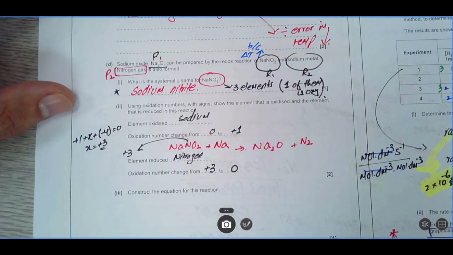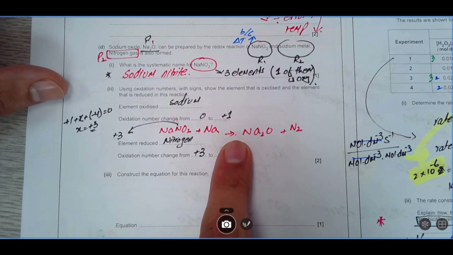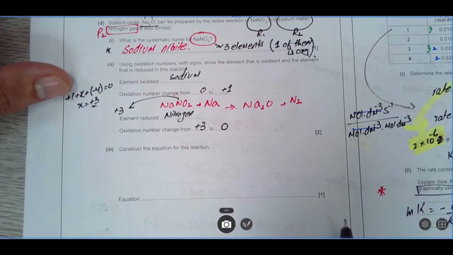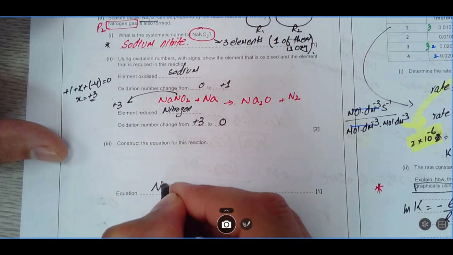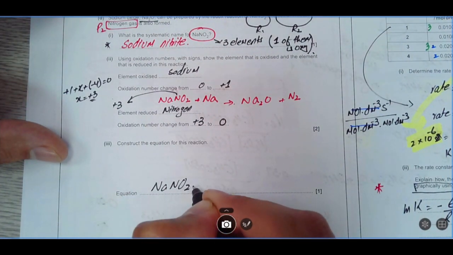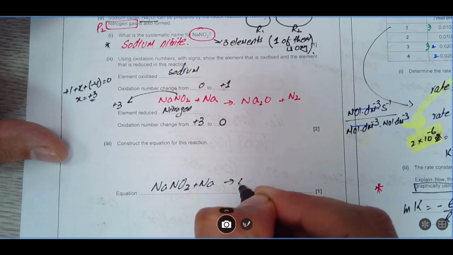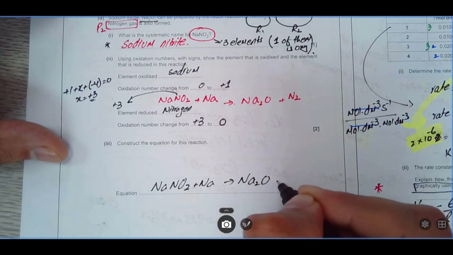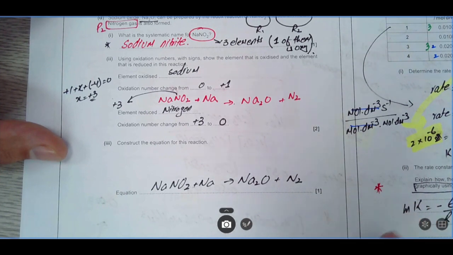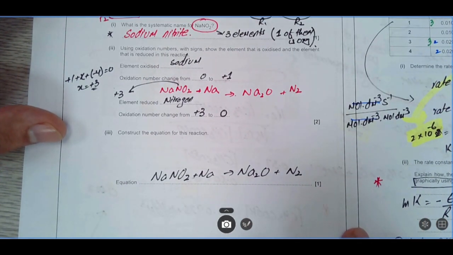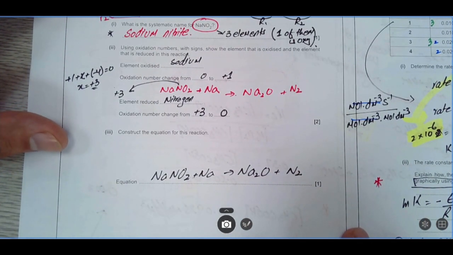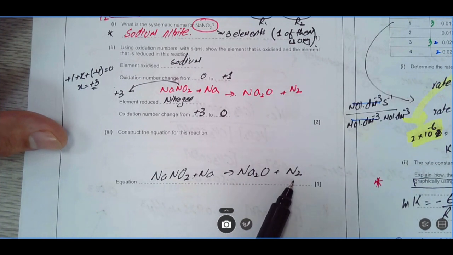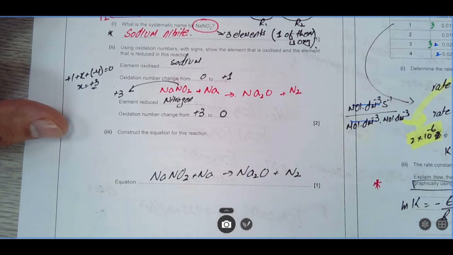Now it says construct the equation for this reaction. I've already written the equation, but we need to write down the balanced equation. So for that, I'll copy the equation again. NaNO2 plus Na will give me Na2O plus N2. We need to balance this equation. How many nitrogens do I have here? 2. This means I'll have to put 2 here.